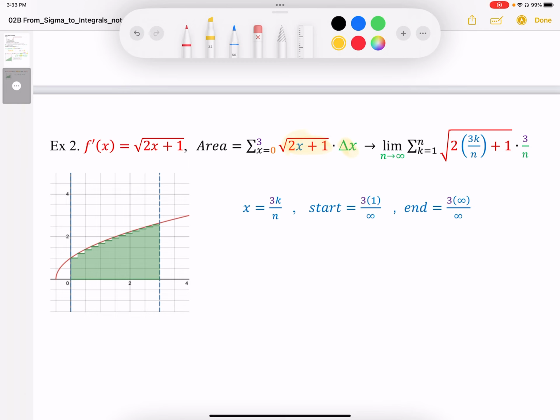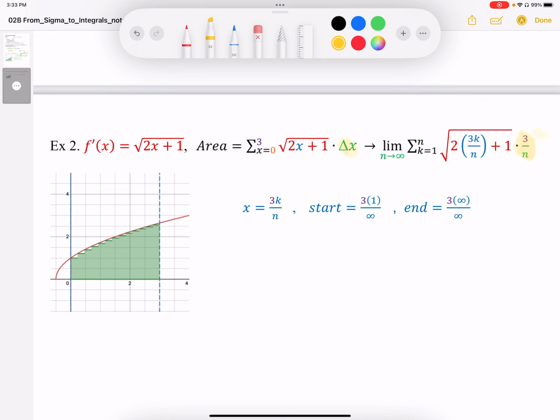If we want to make this a perfect, smooth area, we apply a limit. If we're going to apply a limit of n going to infinity, we need to express it with n's and k's. So first of all, and I'm going to color code this, I need to match the delta x. There it is over here. This represents my delta x, and it's going to be the interval width of 3 divided by n.